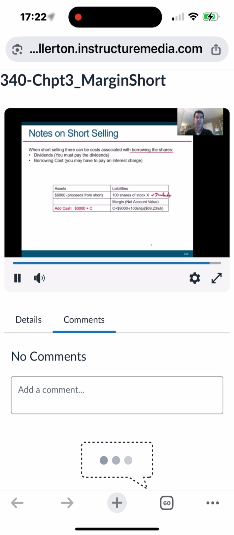Okay. The other is there can be a borrowing cost. Some of the time you want to borrow shares of a stock and they say, hey, you're going to have to pay a fee to borrow those shares. You don't just get to borrow them for free. And so there can be basically an interest charge on borrowing shares to short sell. And once again, that's going to come right into there.